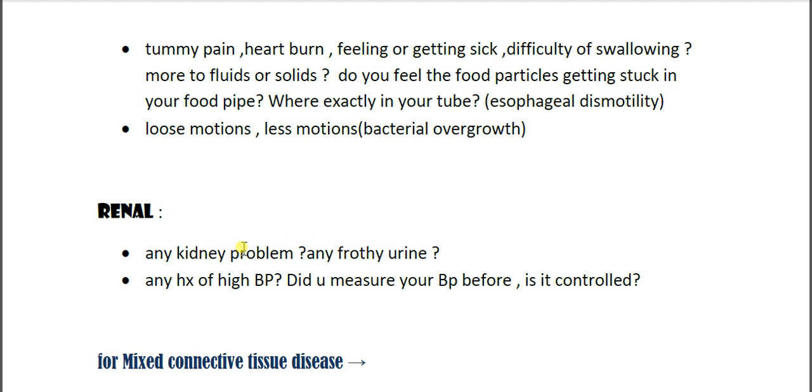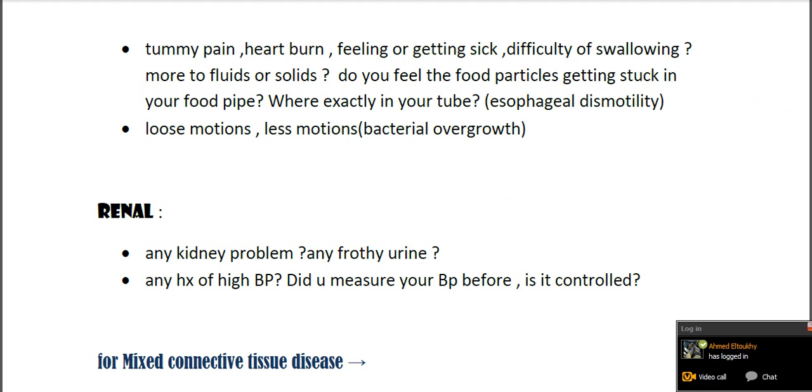Any kidney problem? What about your water work? What about the amount, the color in your urine? What about your blood pressure? Do you measure your blood pressure before? And if the patient has blood pressure, you have to ask the patient if it is controlled or not, and what medication the patient is on for blood pressure. This is for renal crisis.